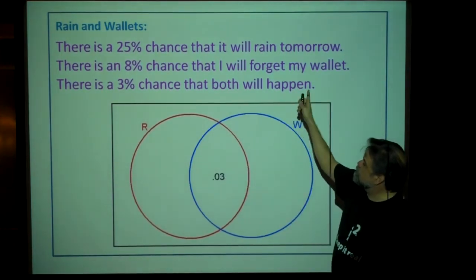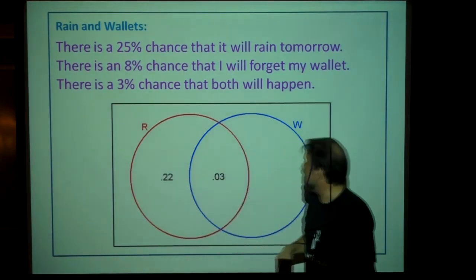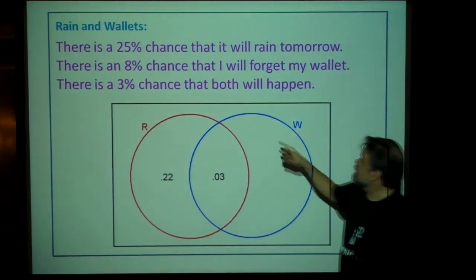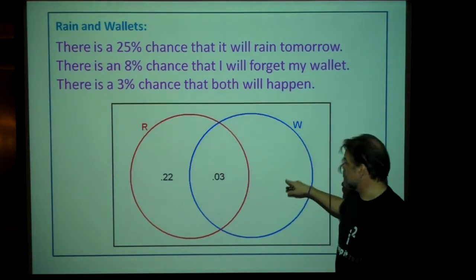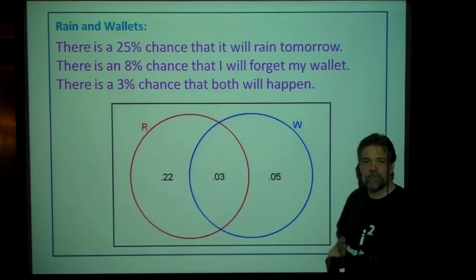And since there's a 25% chance it's going to rain, and 3 of it is right there, that means the other 22 has to be right there. And since there's an 8% chance I'm going to forget my wallet, and 3 of it is right there, that means the other 5, where is it? It has to be right there.